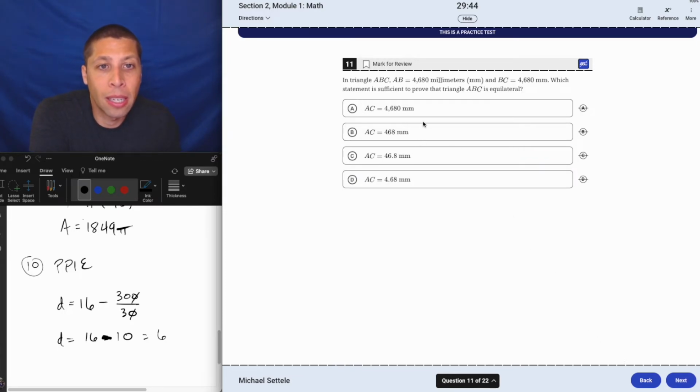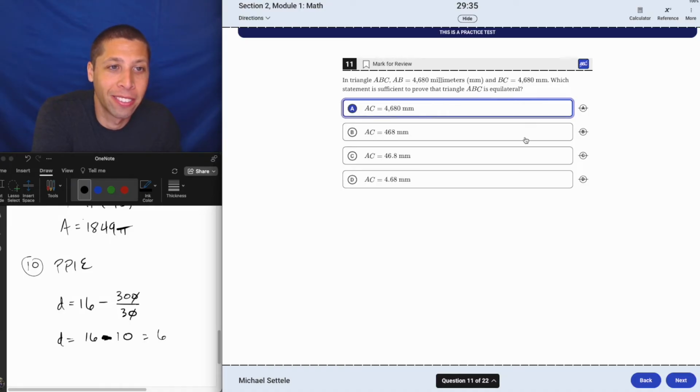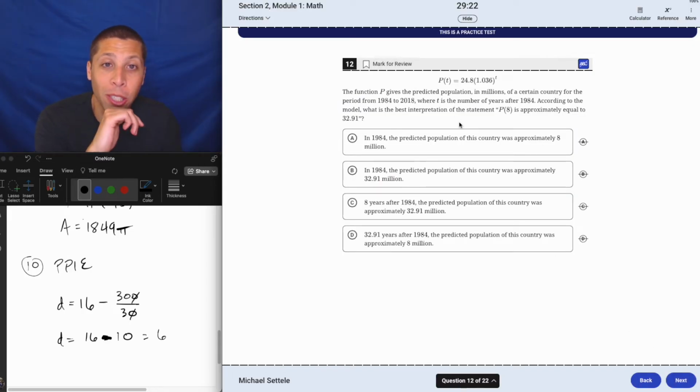Triangle ABC, AB is 4,680 millimeters and BC is 4,680 millimeters. Which statement is sufficient to prove that triangle ABC is equilateral? It's literally just the definition of equilateral, right? Equilateral triangles have all 3 sides the same. So it's literally that. Good Lord, these are easy. Guys, you've got to be confident with some basic math, and you can do really well on this first section.